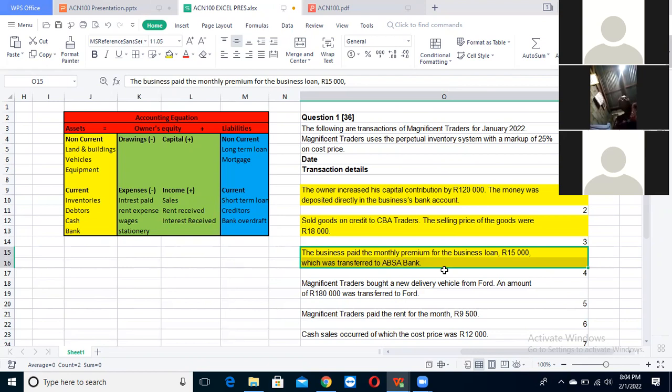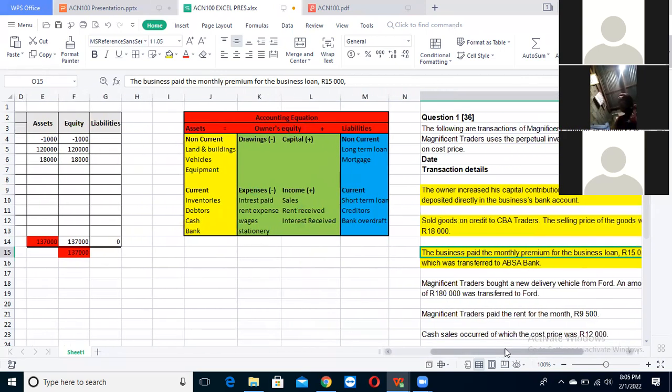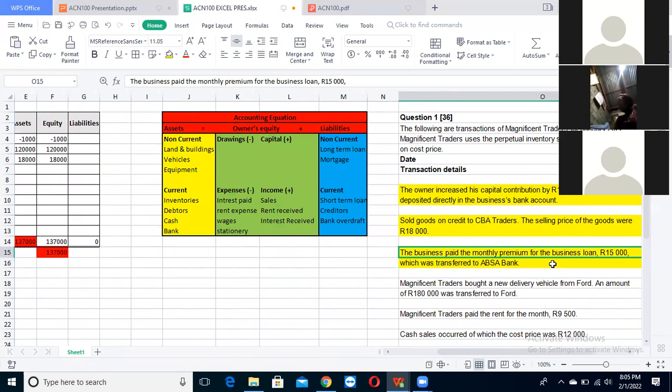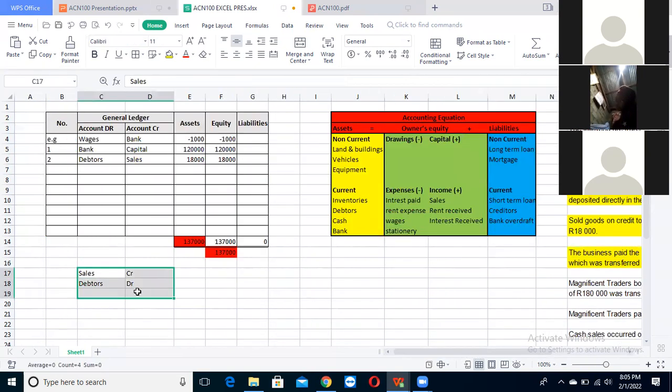But in this example, we are told that it's a monthly premium and we are supposed to pay on a monthly basis. So this is a portion that should go to the repayment of the what? Of the loan. And it's a premium of how much? Of 15,000. So you want to look at how we are going to deal with these transactions. Okay. The first thing to do, we know that the business paid the monthly premium for the business loan. So the first thing that we know is we have got a loan account. We are paying for the business loan, which therefore means we have got a loan account.